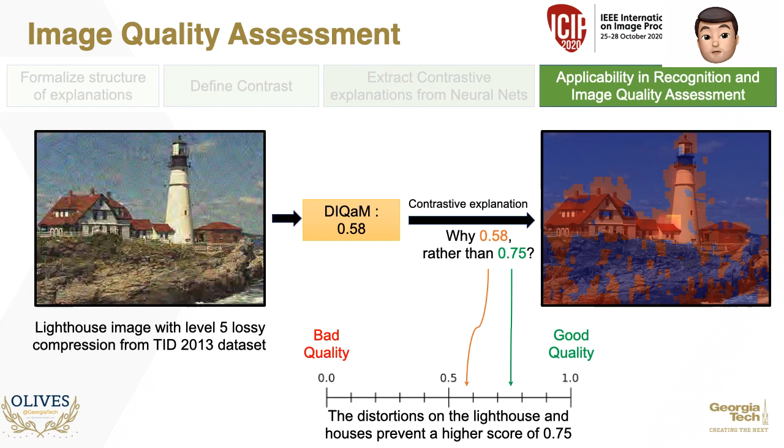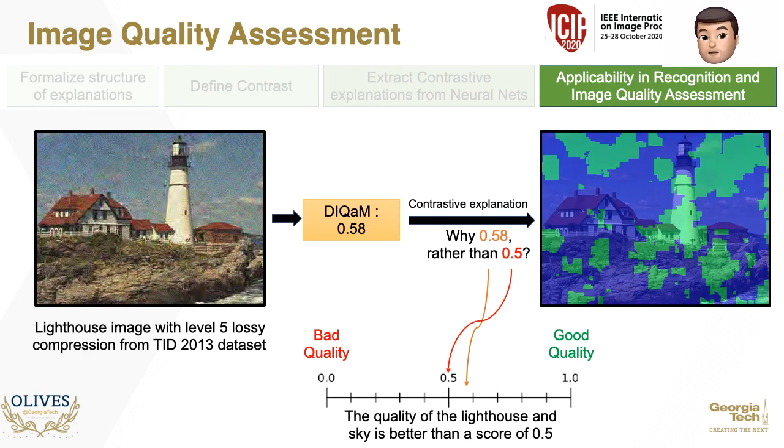If the distortions were localized to the cliff only. But since the distortions exist in the house, the network decides to give a lower score of 0.58. Now let's consider the other side. Why did the network predict the score as 0.58 rather than a lower score of 0.5?